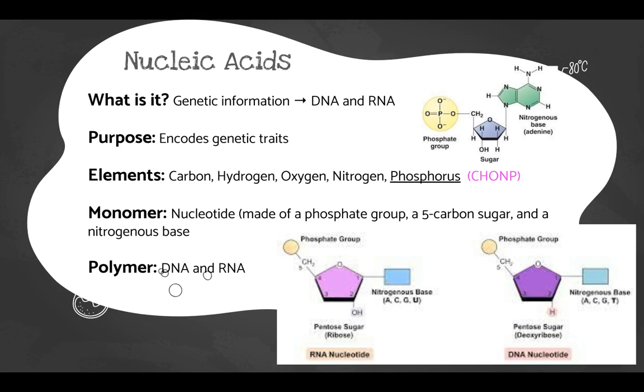Okay, last one. So we went carbs, lipids, proteins. Now we're on to nucleic acids. So we went CHON. Now we're adding CHONP. Okay, this is our elements going down. So nucleic acids, what are they?